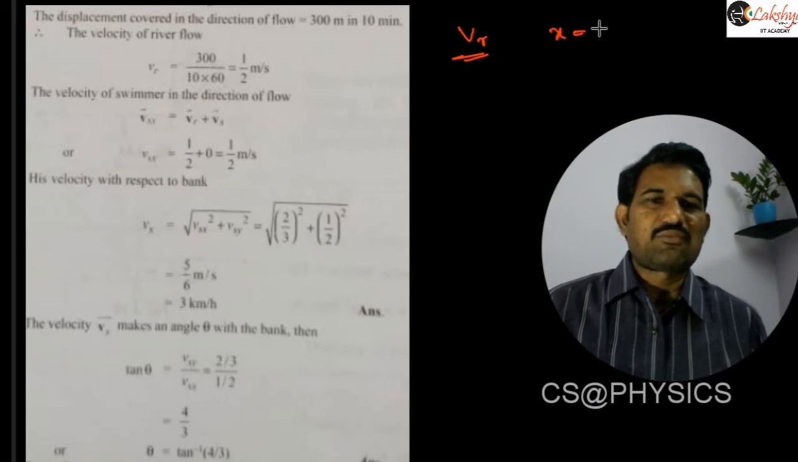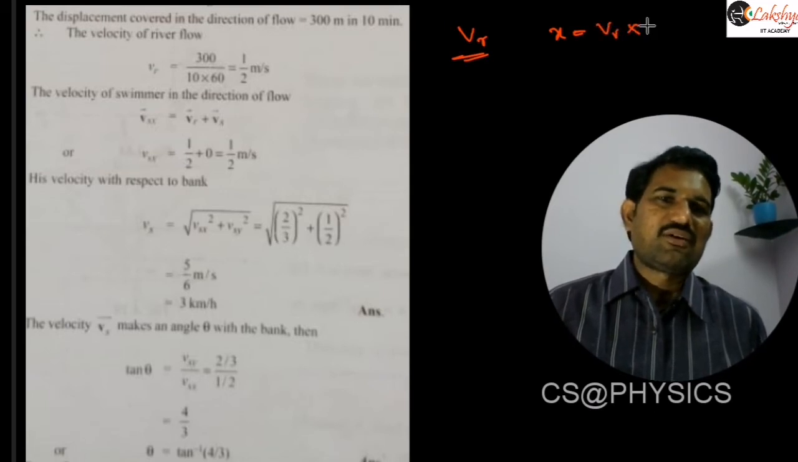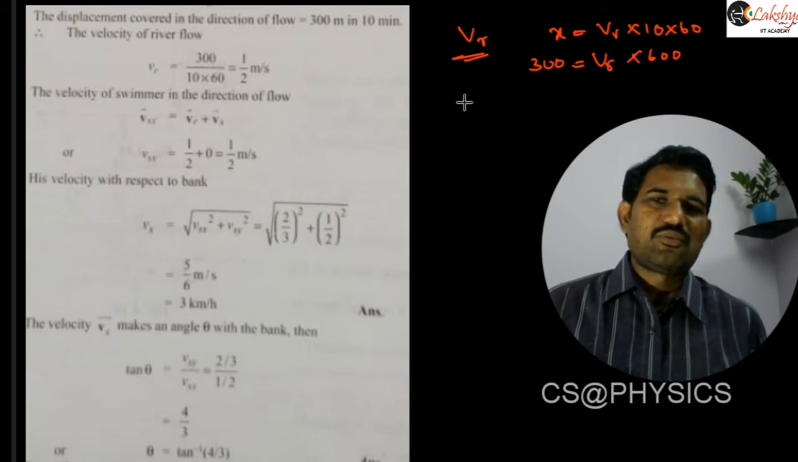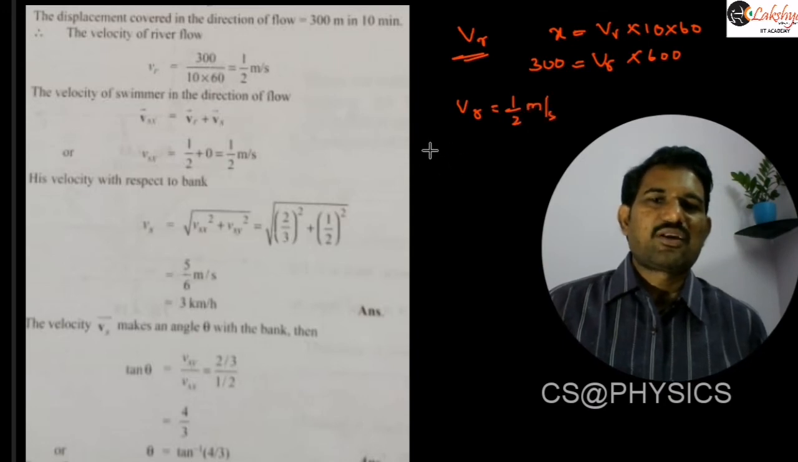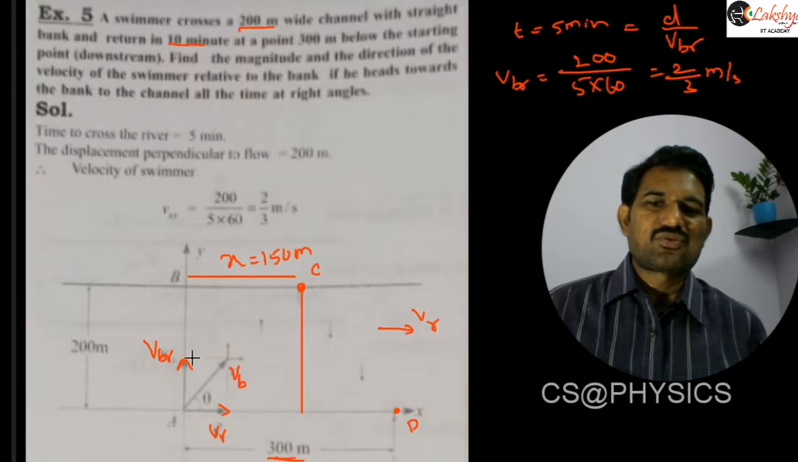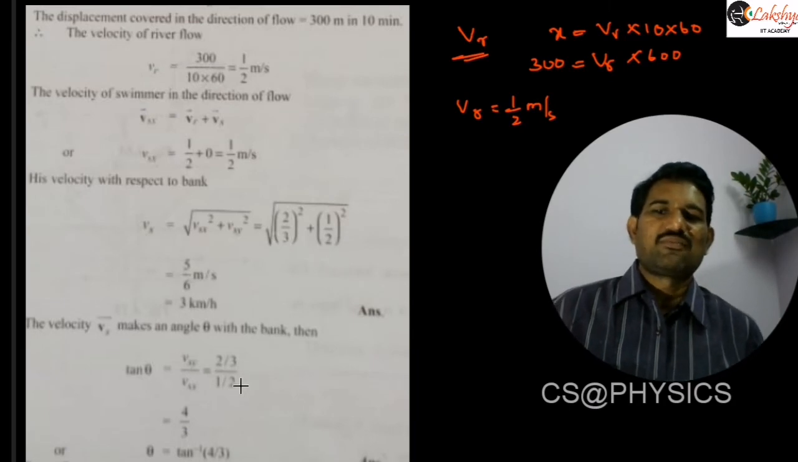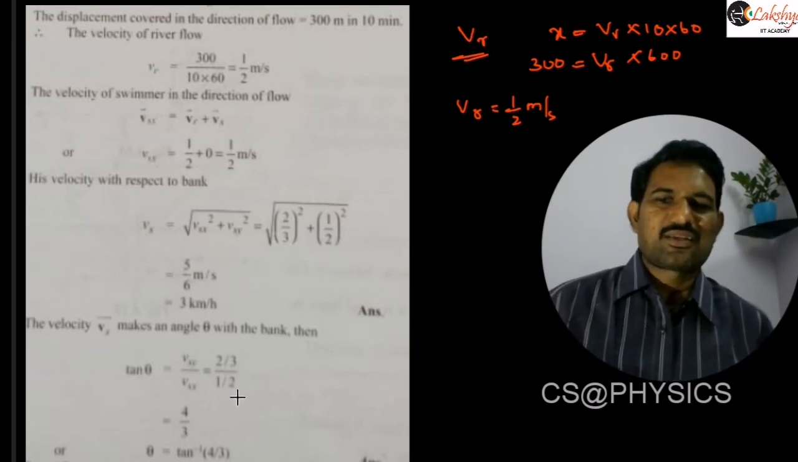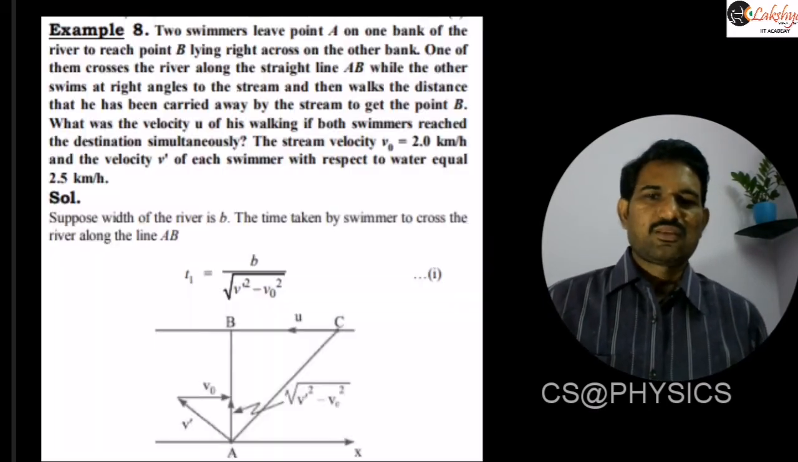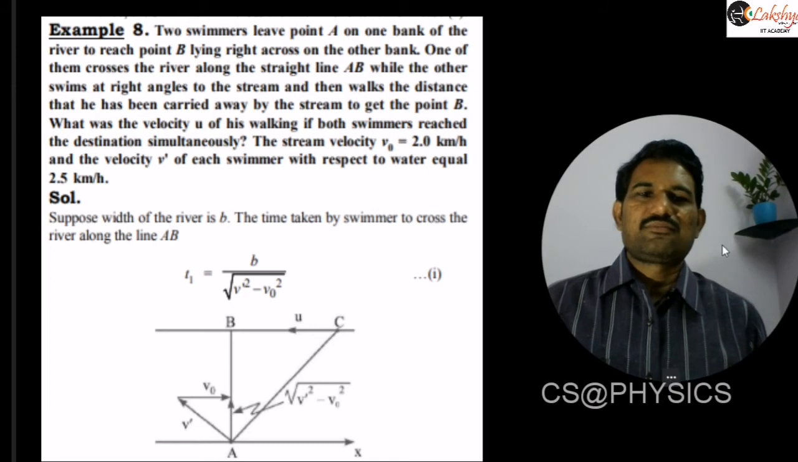If you are taking the total time of 10 minutes, then you should take the total drift here. So with 10 into 60, the value should be 300. Or if you are taking 5 minutes, we should take half here. So this is VR into 600, and from that you will get VR equal to 1 by 2 meters per second. If you know these two values, which are perpendicular to each other, you can observe this situation here. Then the resultant velocity is the square root of VR square plus VBR square, and the direction you can also calculate, because they are asking for the direction also. So next, the next problem.